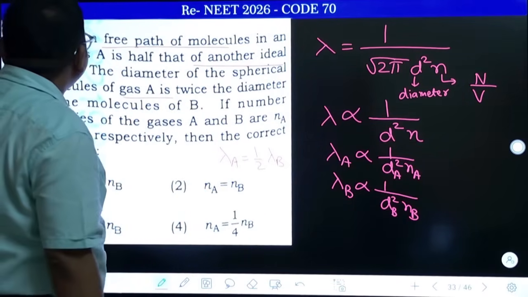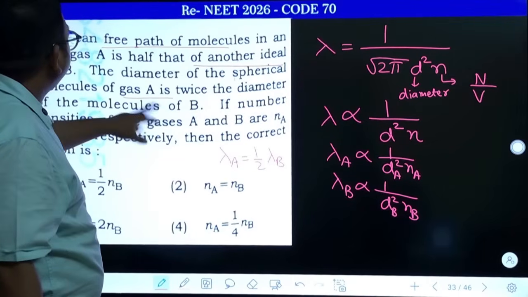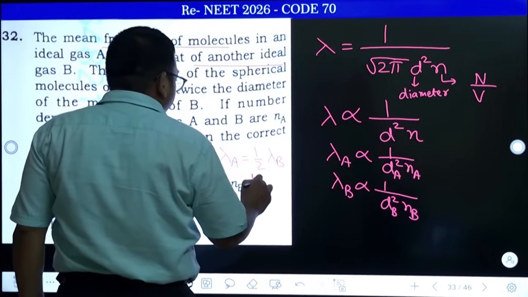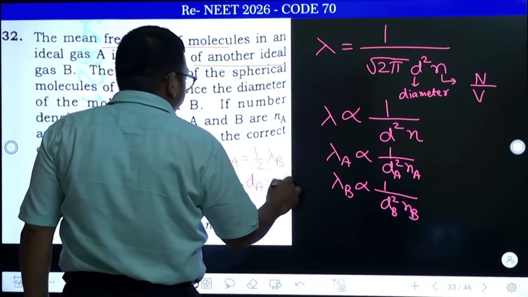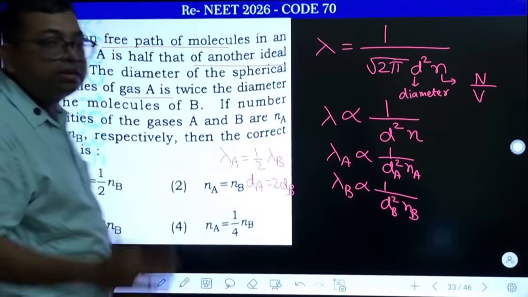This is what is given. The mean free path of A is half. The diameter of the spherical molecule, the diameter of A, is twice, that is, diameter of A is 2 times diameter of B. Then what do we have to calculate? We need to check the relationship.